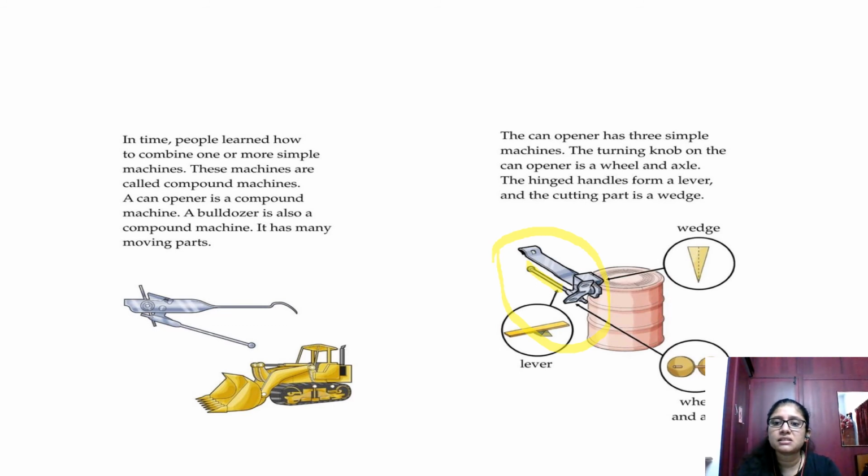And the cutting part is a wedge. This part is the one that cuts the can open. So that cutter is a wedge here. Since it has three different machines in one can opener, it is called a compound machine.